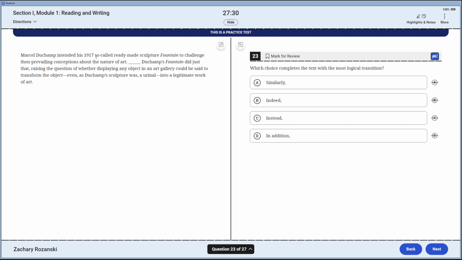I read the previous sentence. She made a ready-made sculpture, Fountain, to challenge then-prevailing conceptions about the nature of art. Did just that, raising the question into a legitimate order. So she did just that. These are agreeing with each other. She wanted to challenge and she succeeded.